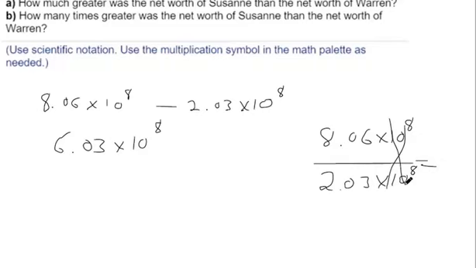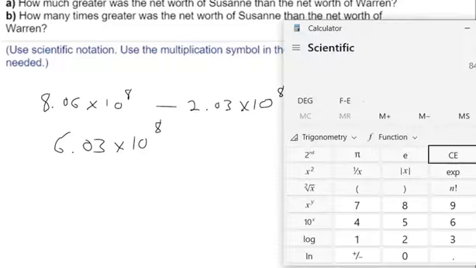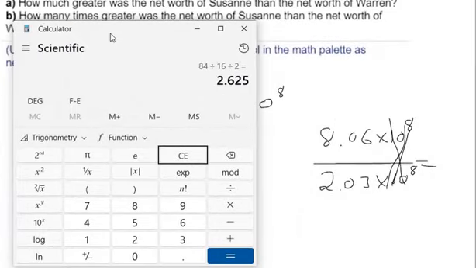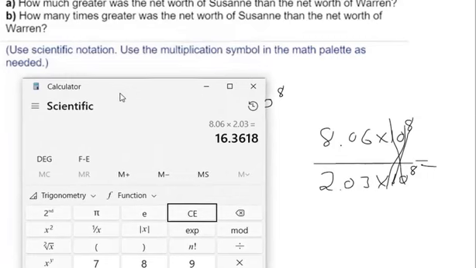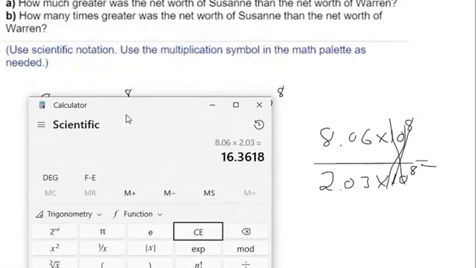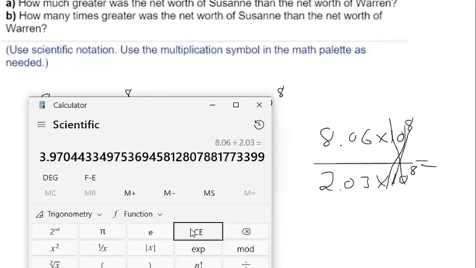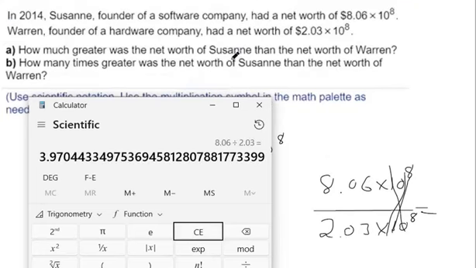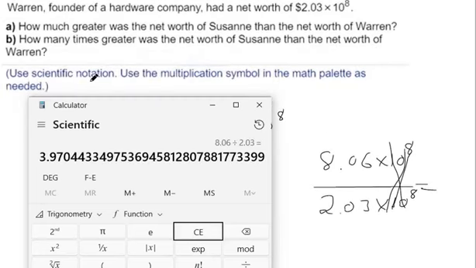So these cancel out, right? So we just need to do 8.06 divided by 2.03. So that's 16.3. No, I did times. I'm sorry, that was way too big. So 3.97. I think it asks you to round, and I just cut off the instructions.